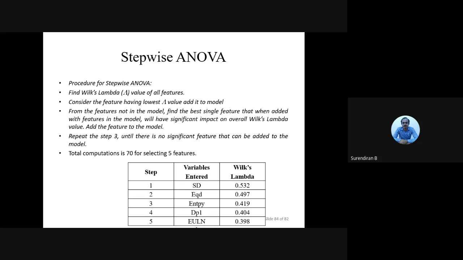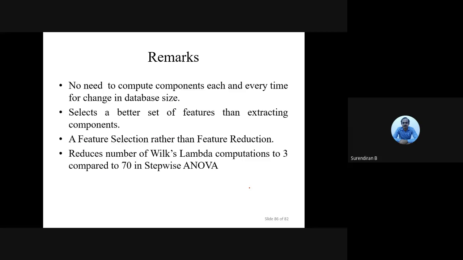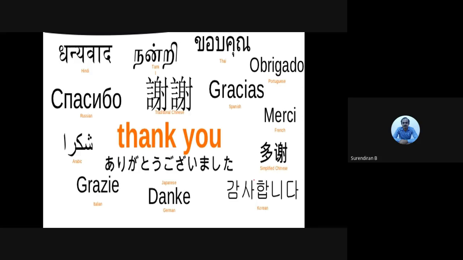These are the 5 features, the optimal subset out of the 17 features: standard deviation, I think, entropy, dispersion, Euler number, and so on. So this is the performance comparison. Yeah, that's all about the presentation.